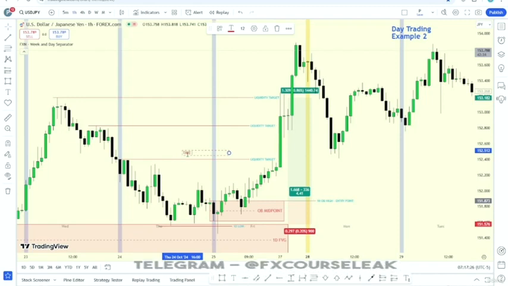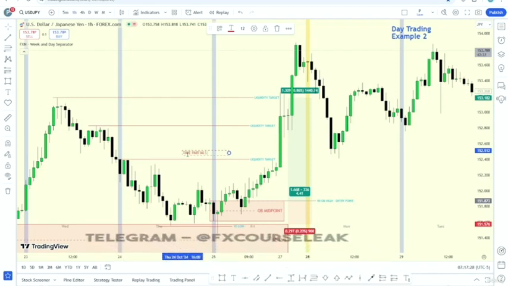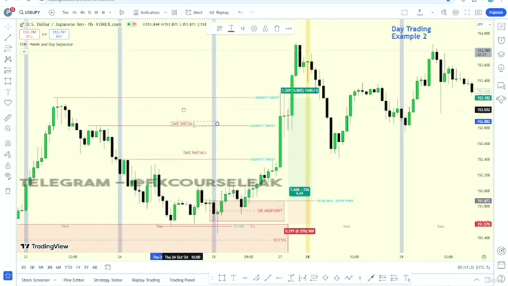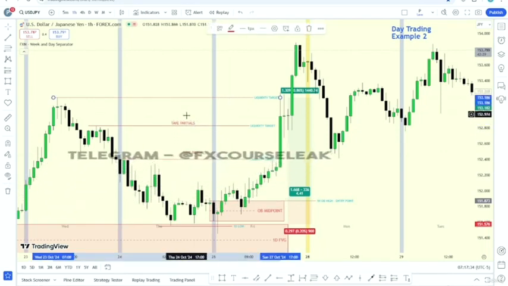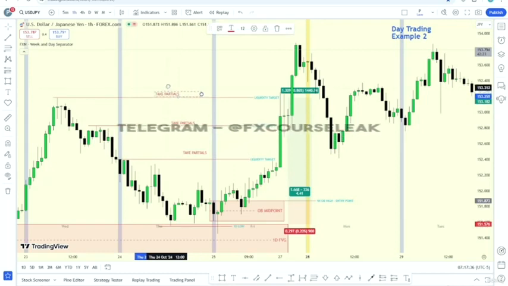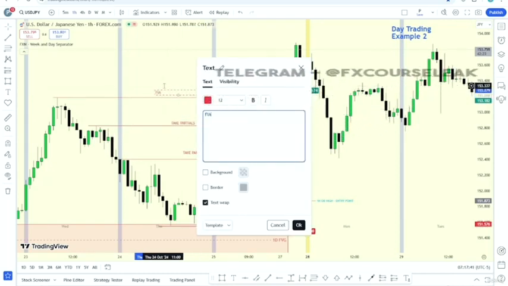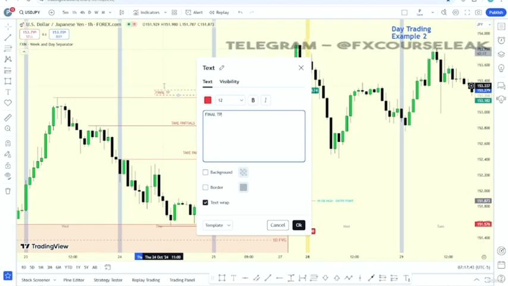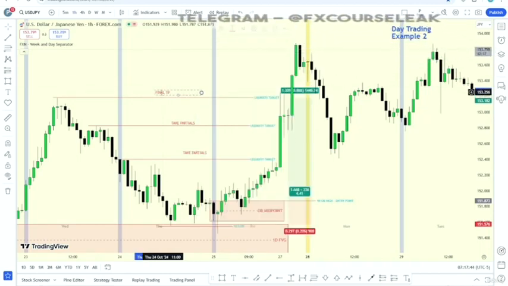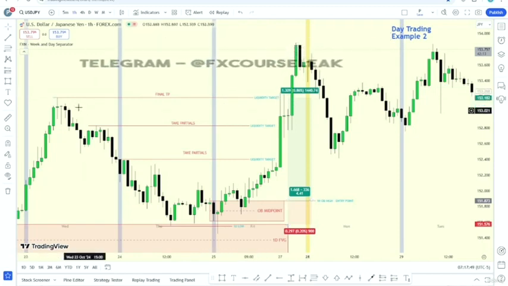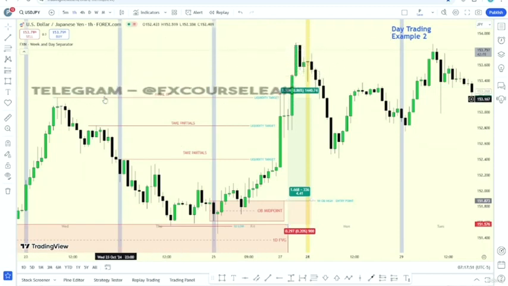So basically you can take partials right here. So the first target, take partials. Then of course the second target also take partials, and then this one is your final take profit. So basically, once the final take profit is hit, you want to be out of that market because we have already taken out various levels of liquidity.